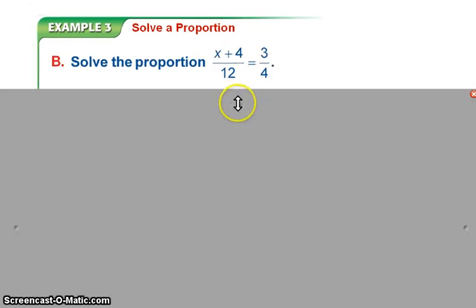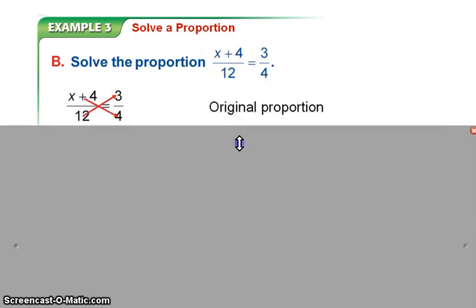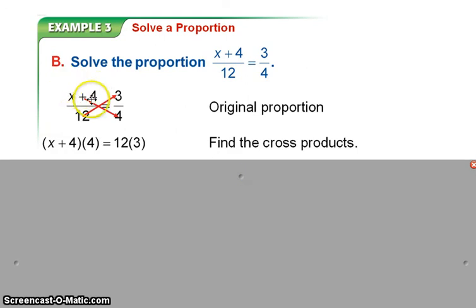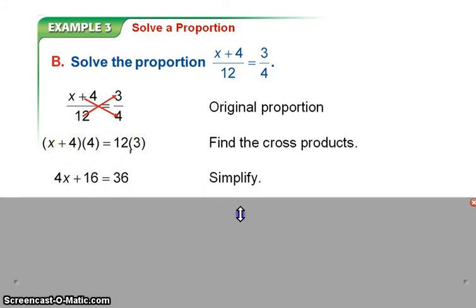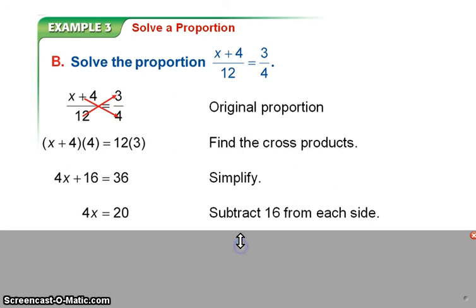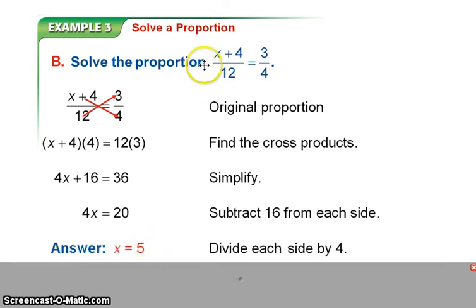Let's look at another example. We have x plus 4 over 12 equals 3/4. We want to find out, what does that x have to be? Again, we're going to use cross products. We're going to go x plus 4 times 4. Now notice that the x plus 4 is in parentheses. And then 12 times 3. Over here, if we multiply that out, you do the distributive property. Okay? Then we have a two-step equation, so we're going to subtract 16, then divide by 4, and we get 5. So that x has to be a 5 in order for this ratio to equal that ratio.